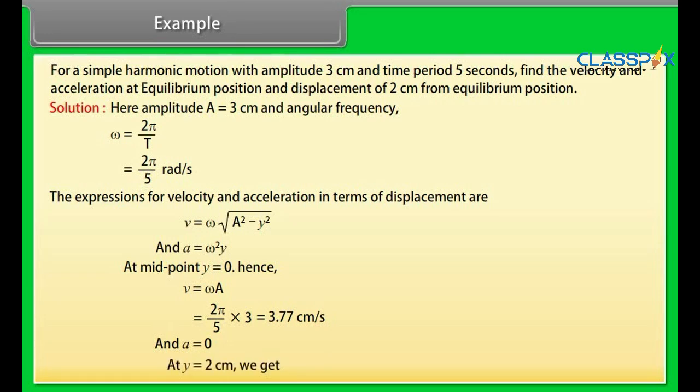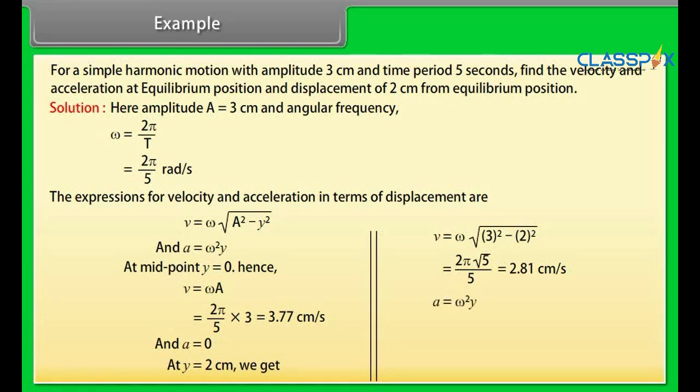At y is equal to 2 cm we get v is equal to 2 pi root 5 upon 5 is equal to 2.81 cm per second. a is equal to omega square y is equal to (2 pi upon 5) whole square into 2 is equal to 3.16 cm per second square.